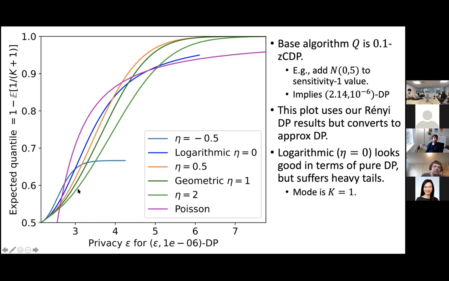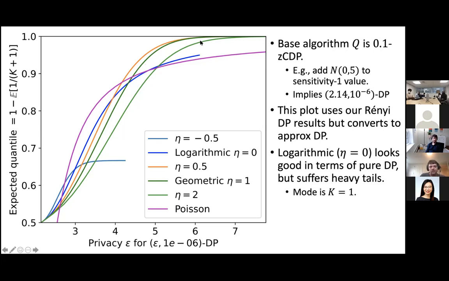So as we can see, in this intermediate range here, we've blown up my privacy, my epsilon, by like 50%. I'm getting, this is kind of like the best distribution. But if I actually want to have a very high expected quantile, it is beaten by these negative binomials.